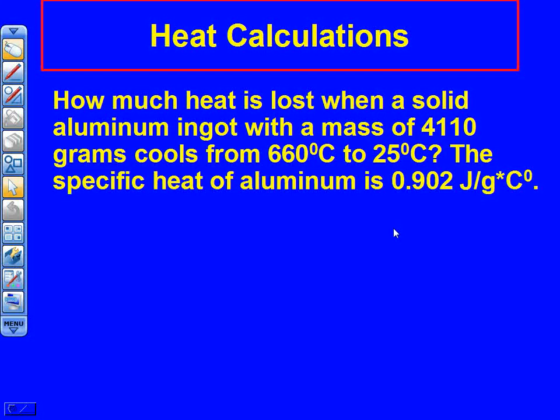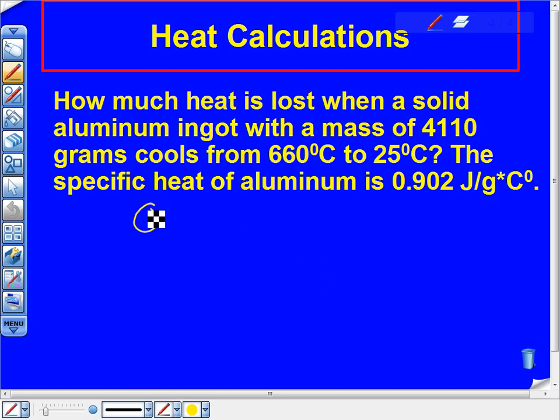The first one says, how much heat is lost when a solid aluminum ingot, which just means a bar of aluminum, has a mass of 4,110 grams, cools from 660 degrees Celsius to 25 degrees Celsius. And so it's going to lose its energy to the environment. The specific heat of aluminum is 0.902 joules per gram Celsius.